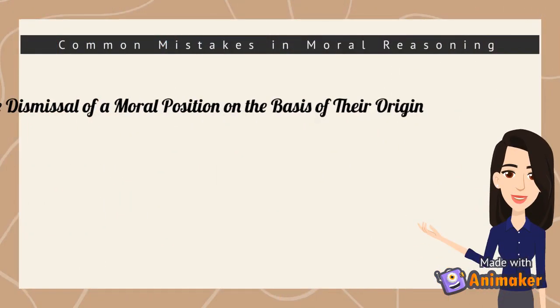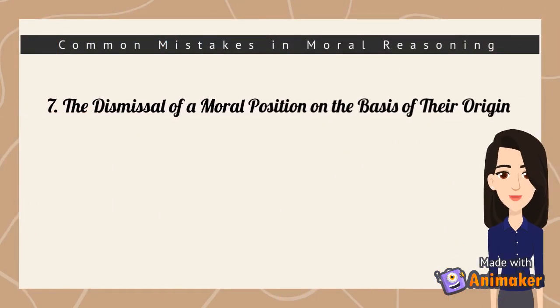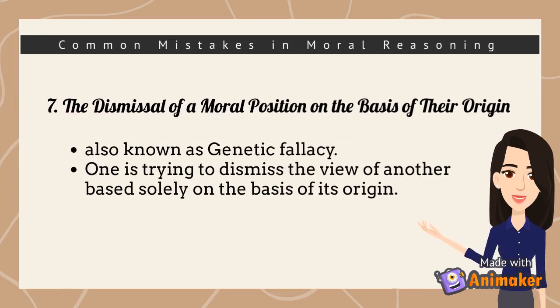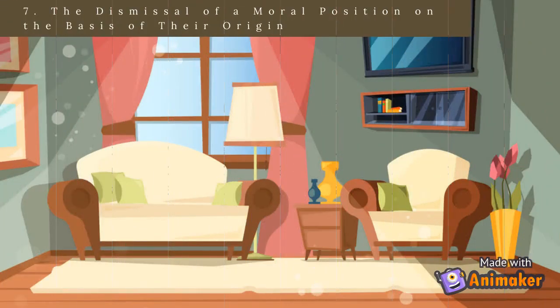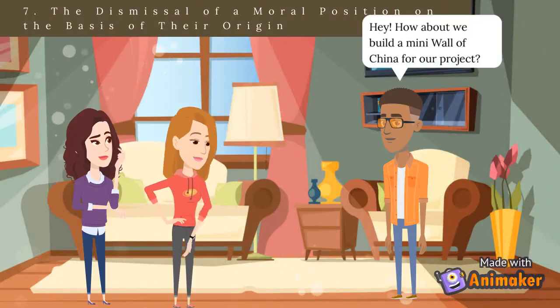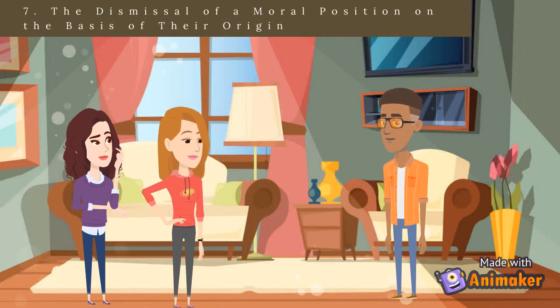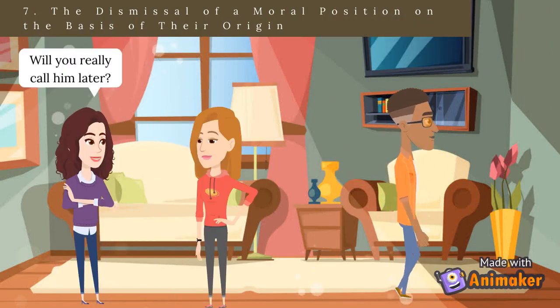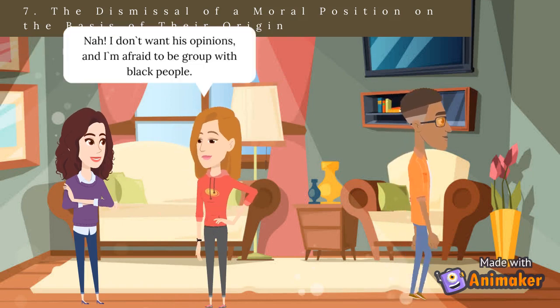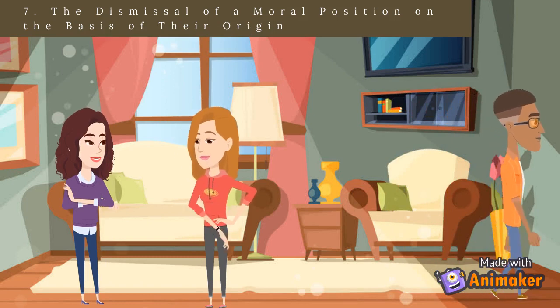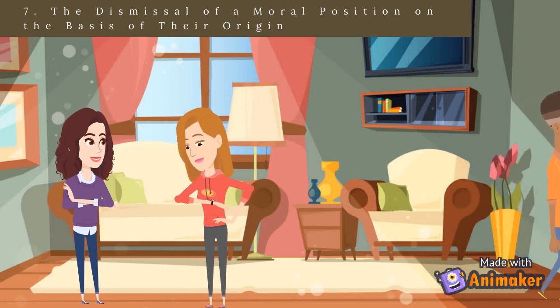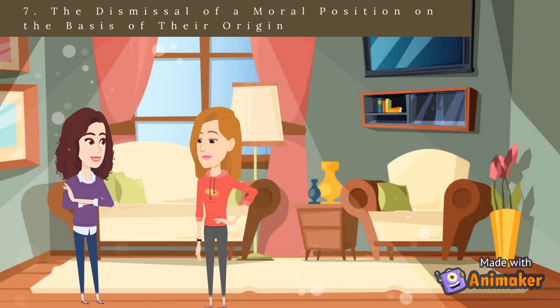Next, the dismissal of a moral position on the basis of its origin, also known as genetic fallacy. One is trying to dismiss the view of another based solely on its origin. For example, a group of students are afraid of their groupmate who is Black American. "Hey, how about we build a mini Great Wall of China for our project?" "Okay, we'll call you later. You can leave." "Will you really call him later?" "Nah, I don't want his opinions and I'm afraid to be grouped with black people." Instead of listening to the suggestion of their groupmate, they neglected it because they are afraid and because of the stereotyping that black people have many gangs.